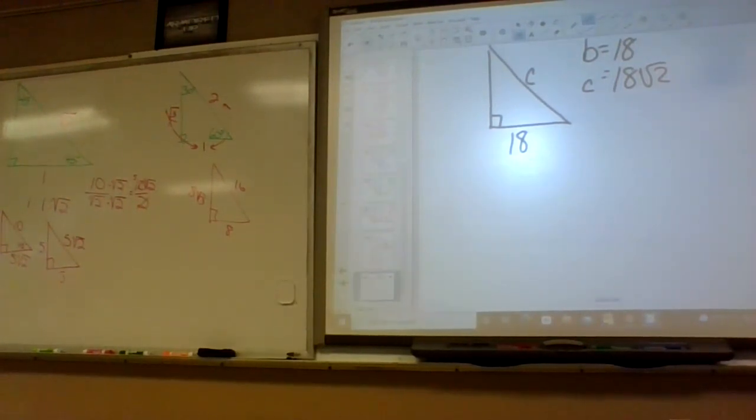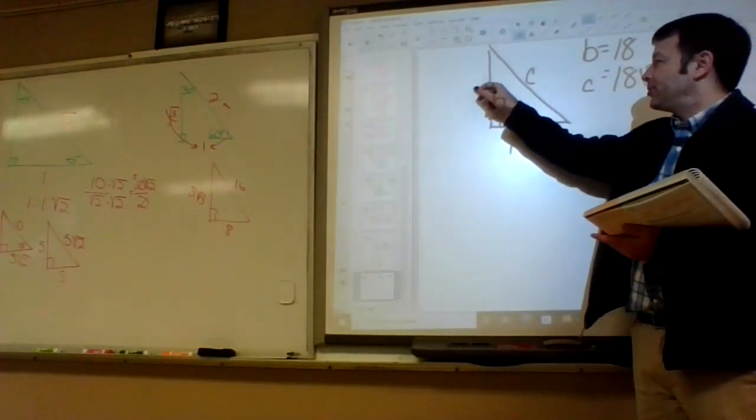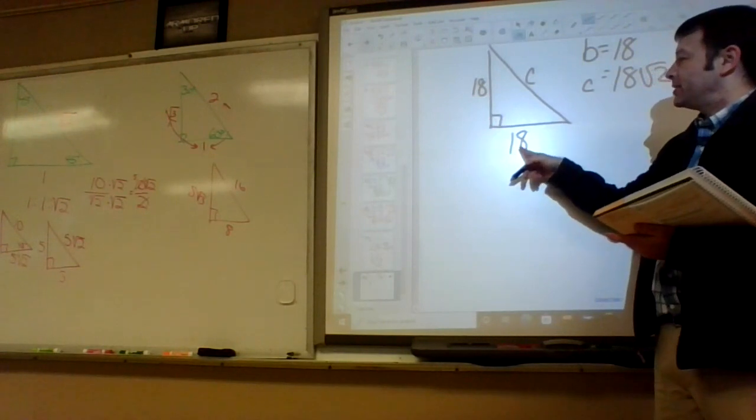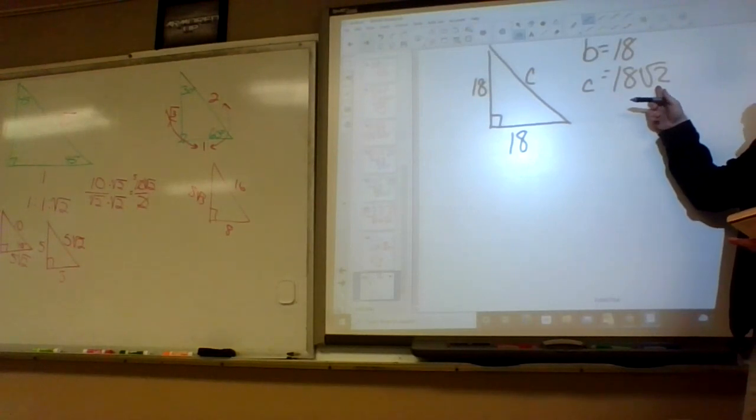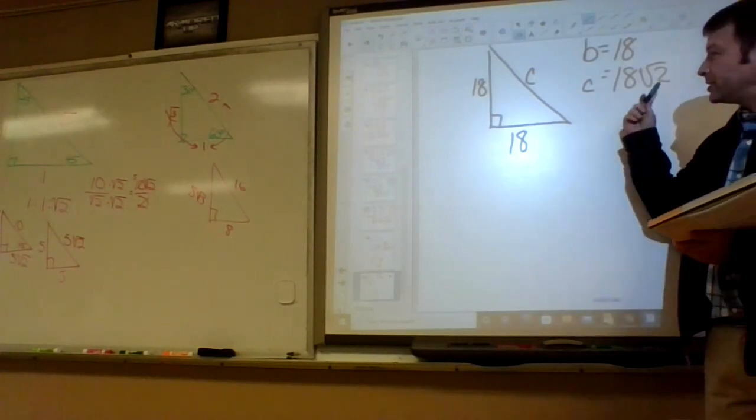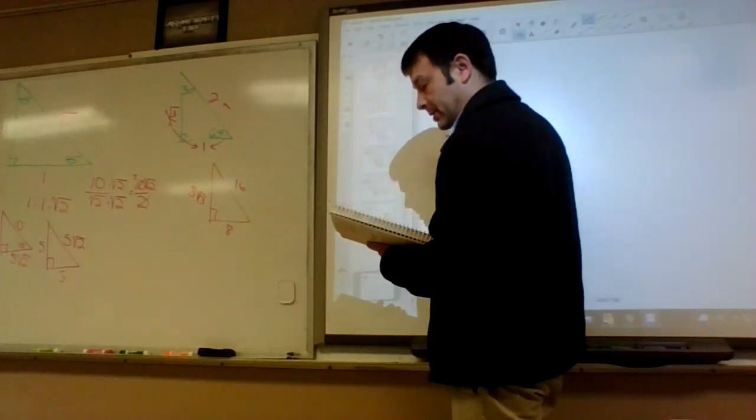This kind of overlaps the Pythagorean Theorem that we did yesterday. If I knew these were both 18, I could do the Pythagorean Theorem and get that. But that would take a lot longer than what we just did, right? It took us like 2 seconds to write that down. All right, anyways, number 3.